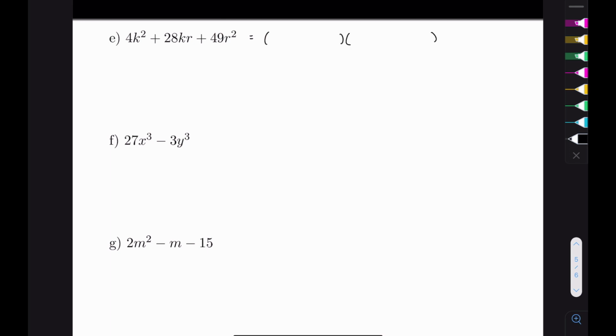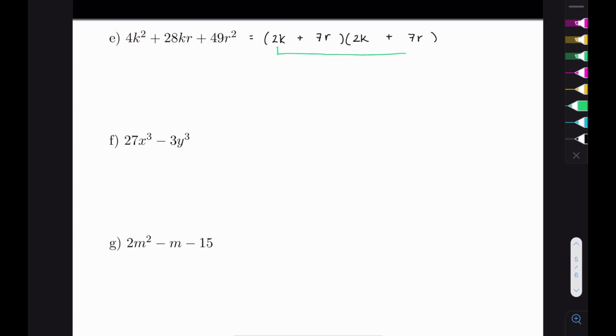So this tells me let's try my guess and check method, and I'm going to try those perfect squares as my first guess. So to get to 4k squared, we need 2k and 2k. To get to 49r squared, we can do 7r and 7r. And then they're both the same sign. This is positive in the middle, so that tells me to put two positives here. Okay. So this is our educated guess as to what this FOILs.